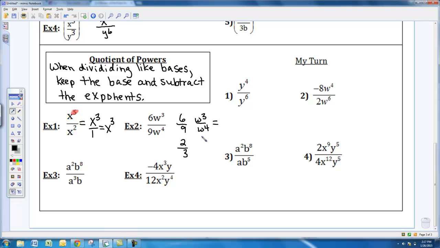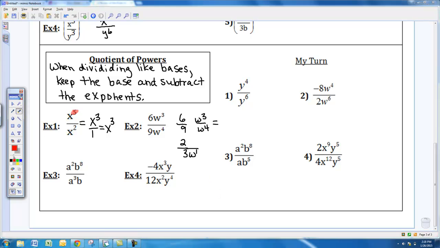Now we need to do the division of the bases. Notice that our larger base is on the bottom, so our base is going to stay on the bottom. We're going to subtract the exponents. 4 minus 3 is 1. So our answer becomes 2 over 3w to the 1st power.